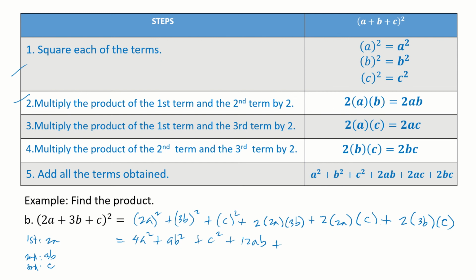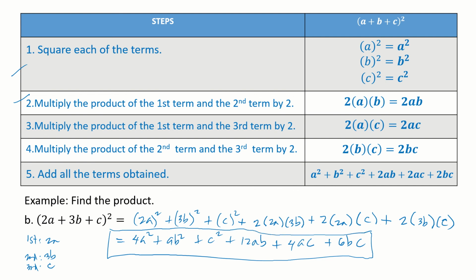Plus 2 times 2 is just a 4. And a times c is ac. Then finally, 2 times 3 is just 6. So b times c is bc. So that's the result. If you were using the usual method, like the long method, this would be quite difficult or challenging to get its product. So the special product, square of a trinomial, will really help a lot.